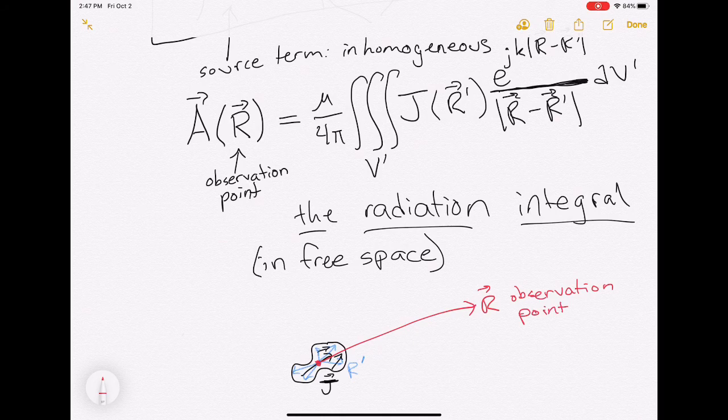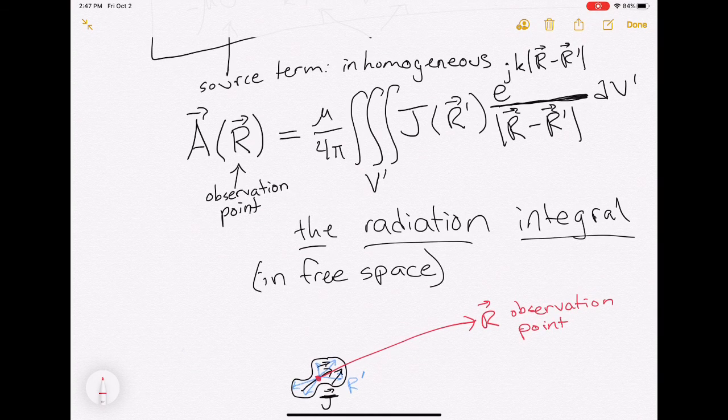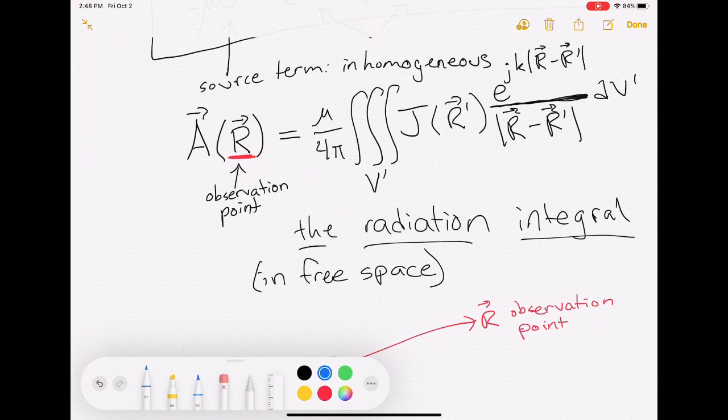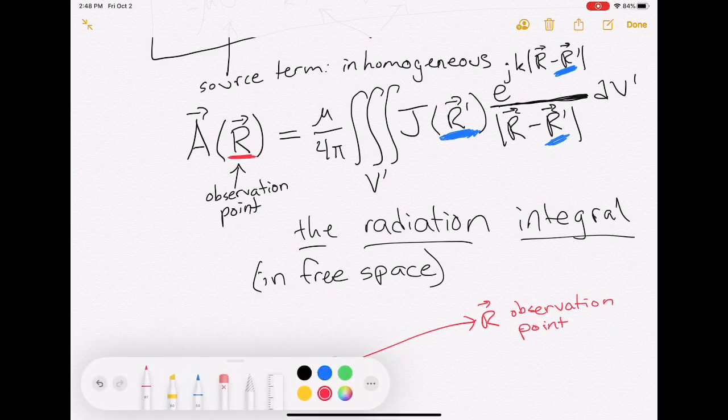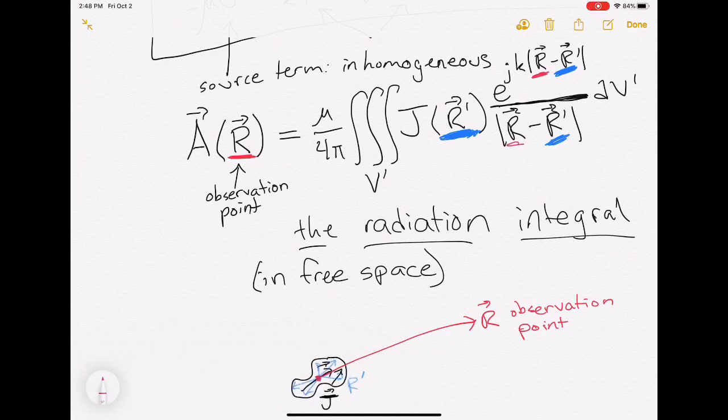And take a look at how these two variables show up in this equation. The output is the magnetic vector potential as a function of R. The input is the source current density as a function of R prime. And then there's this term that has both R and R prime in it, and it's the difference between the two positions. There's our R prime terms there, and there's our R terms here.